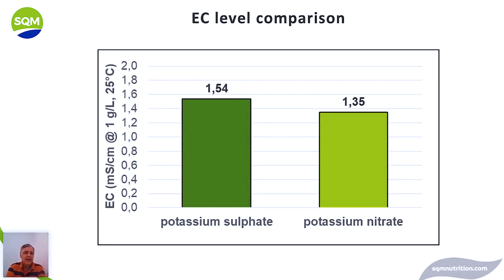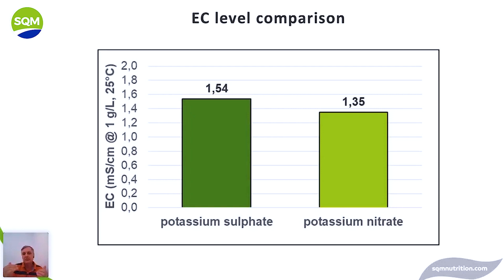Another effect, when you do this comparison, is the EC, as I mentioned, the electrical conductivity in the soil solution. When we dissolve 1 gram of sulfate of potash, potassium sulfate, in 1 liter of water, we will reach an EC of 1.54. If we dissolve the same gram in 1 liter of water of potassium nitrate as source, the EC is 1.35. So we see that the EC is a little bit lower. What does this mean in practice for the plant? For the plant, that EC is the salt concentration in a solution.